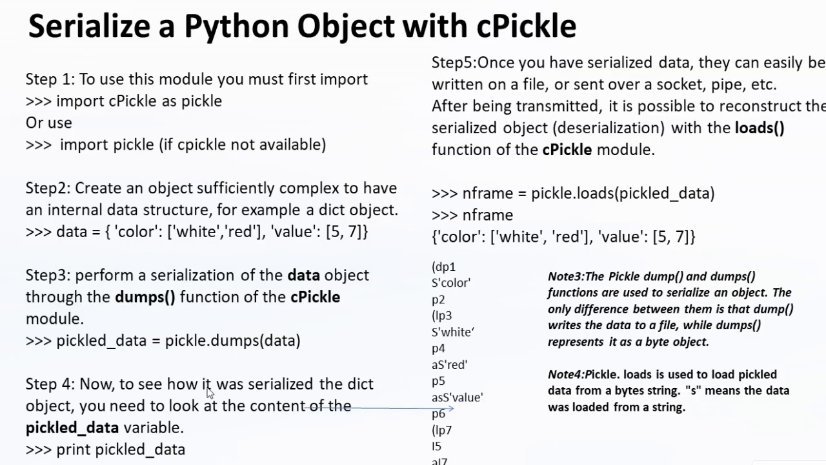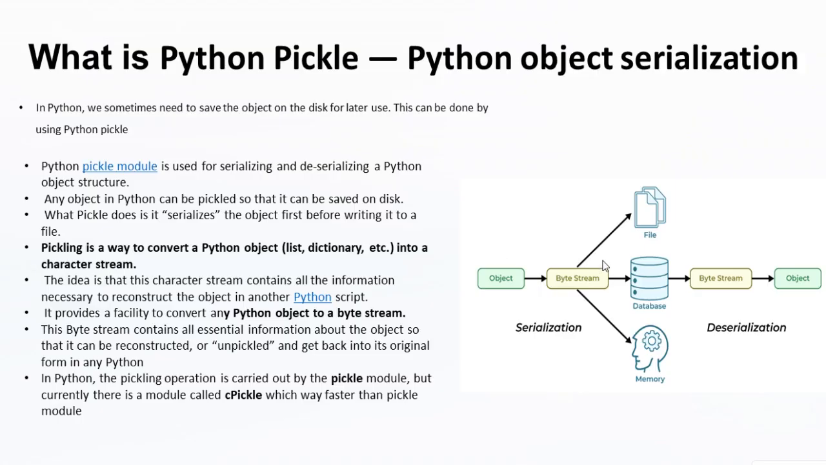After that, once the file is ready, you can easily use this pickle_data for transmission. Maybe you can do it over a socket, or you can do it using pipes. Suppose the transmission is done, right? So this first part is over and the transmission is done.